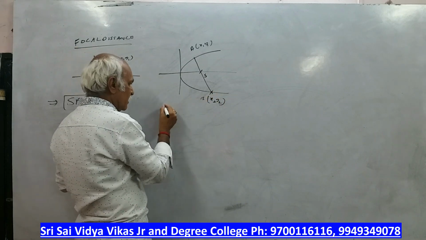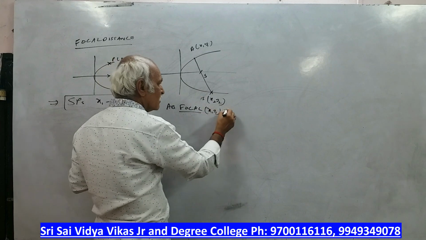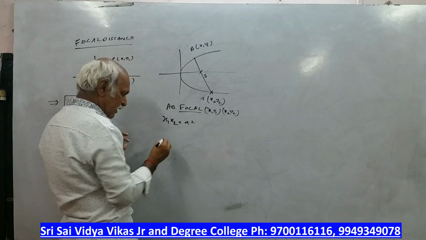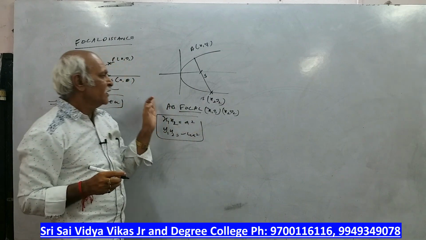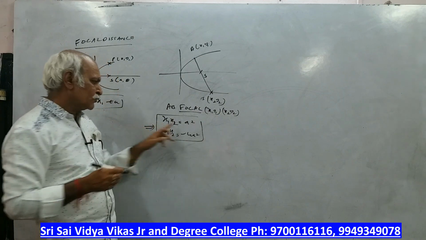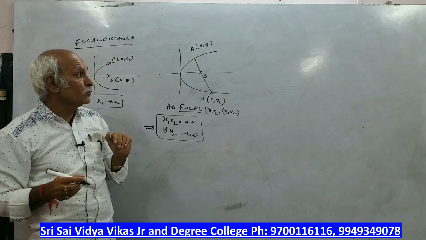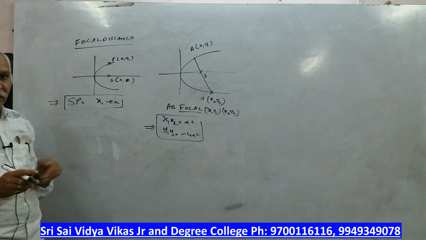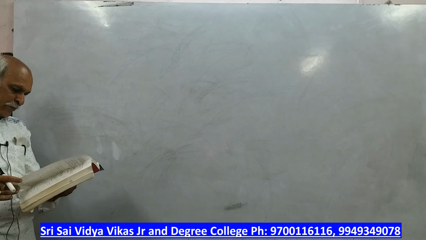Okay. AB is a focal chord with x1 y1, x2 y2. So x1 x2 is equal to a square, y1 y2 is equal to minus 4a square. Means if AB is a focal chord, what is the relation? x1 x2 is equal to a square, y1 y2 is equal to minus 4a square. This is also a very, very important formula, sir. You should know this. Okay, so focal chord we have seen, focal distance we have seen. Okay, next. So let us start some problems based on this. Here problems are very important, sir.